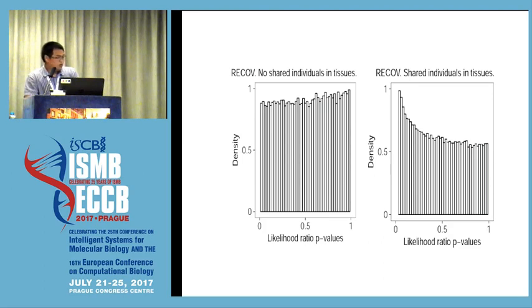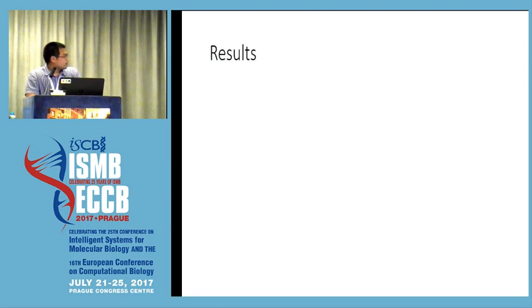So given these two distributions, we can compute a correction factor, very similar to how we would compute a genomic control factor for a GWAS study. So moving on to the results.